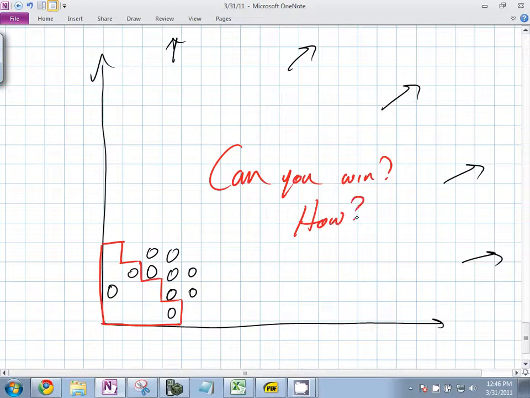So there are two outcomes to this. You either can win it, in which case you need to tell me how you did it, or you can't win it and you need to tell me why you can't win it, meaning it's impossible to win. So basically the question is, is it possible to win this game? My recommendation for this, same as the door game, play it.